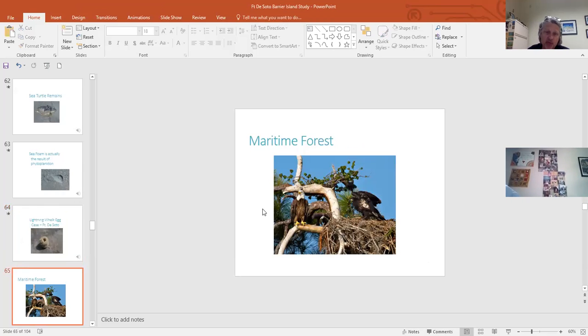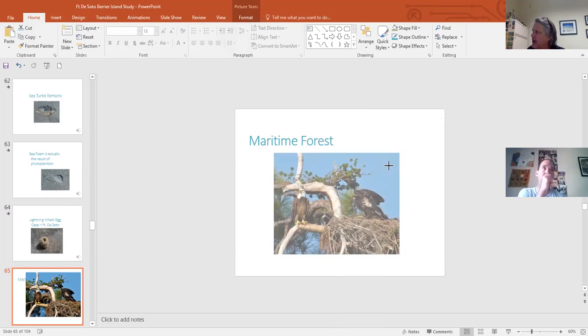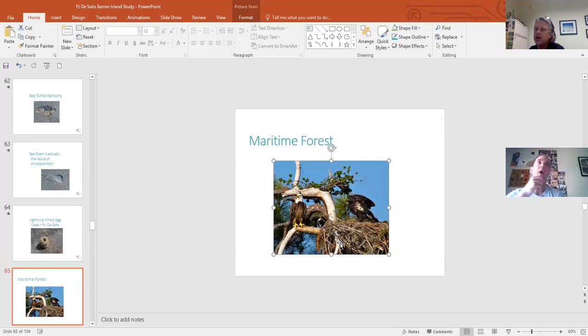Now the maritime forest, which is behind all that, here, this is a part of a maritime forest off of Fort DeSoto. You can see a bald eagle and an eaglet, baby bald eagle. Yeah, it's pretty big, so it's probably 6-8 months old, and does not have the distinguished adult plumage yet. And that nests in a pine tree that has been cleared out.